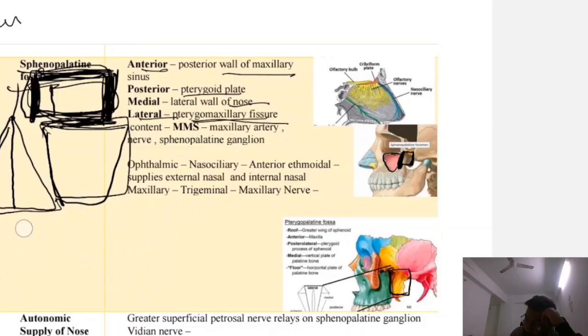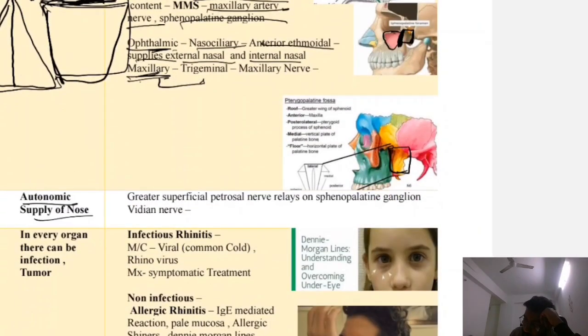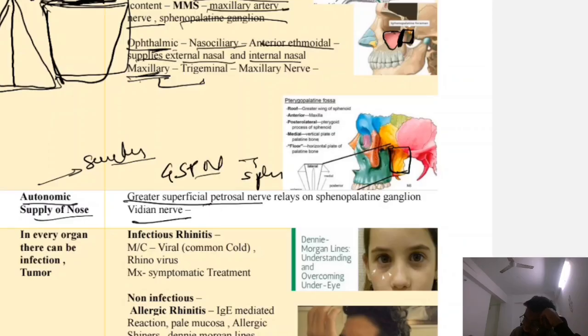Content is MMS: maxillary artery, maxillary nerve, and sphenopalatine ganglion. Two nerves supply sensation, ophthalmic and maxillary. The ophthalmic branch is the nasociliary, which gives the anterior ethmoidal, which supplies the external nose and internal nose. The maxillary nerve is a branch of the trigeminal. Now the autonomic supply of the nose, which is for secretion: the greater superficial petrosal nerve, GSPN, relays in the sphenopalatine ganglion, which releases the nerve responsible for parasympathetic supply for secretion in the nose.